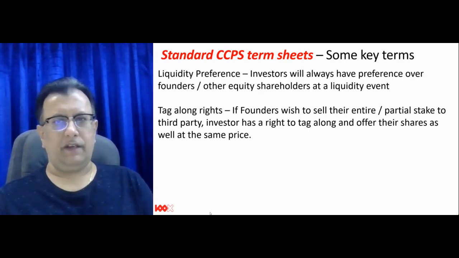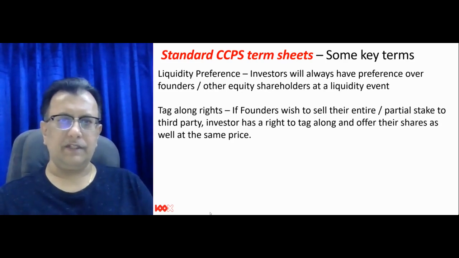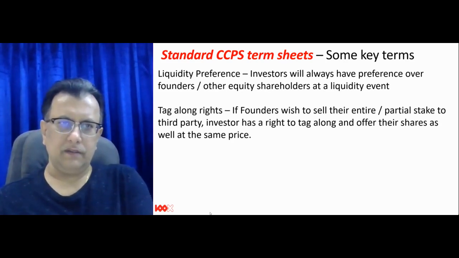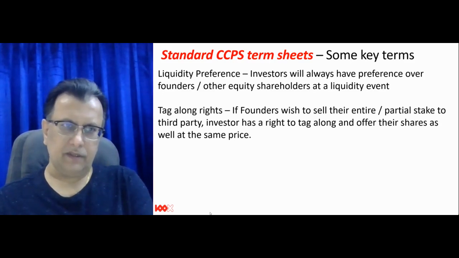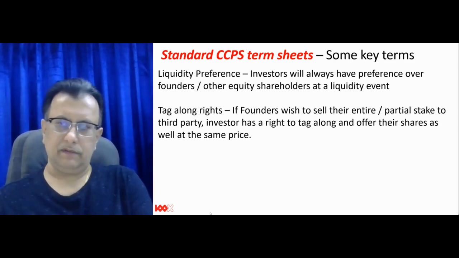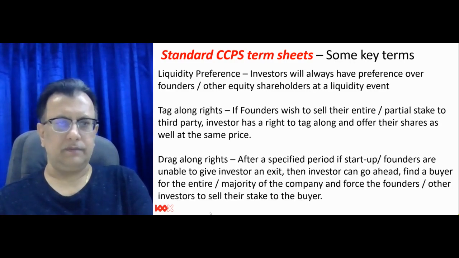Investors will always have liquidity preference, right? There's always liquidity preference, which is why it's called convertible preference shares. In any event of liquidation, dissolution, or sale, investors will always get their money first, over and above the founders.